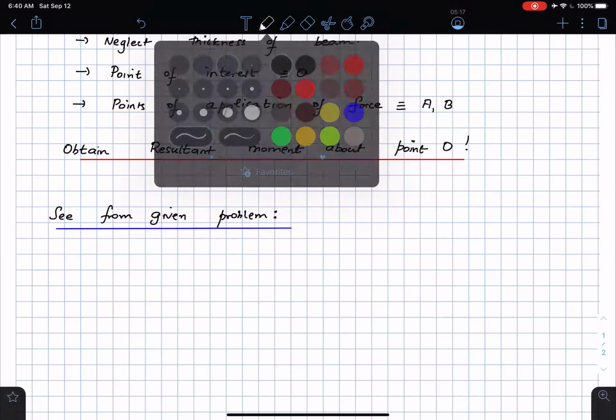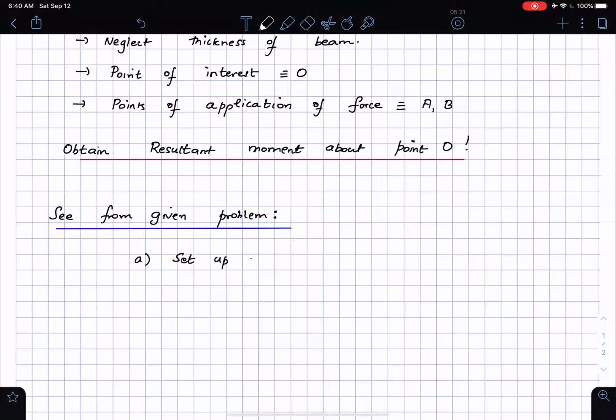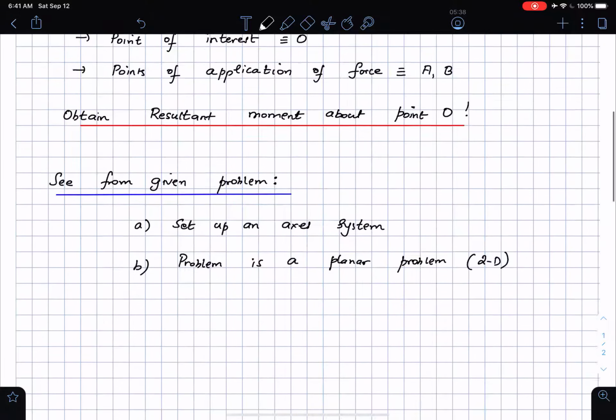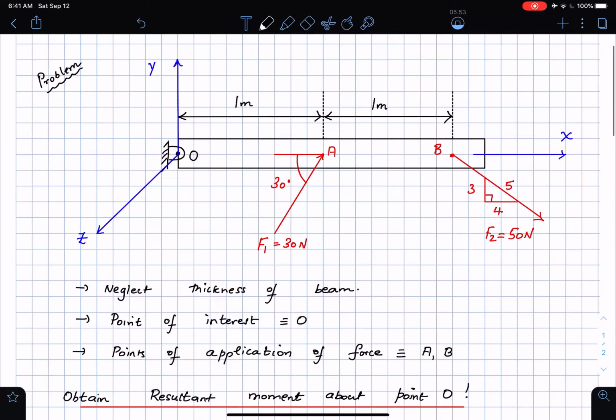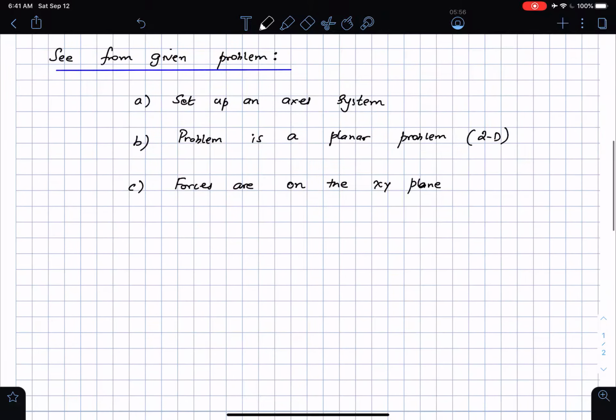Okay, first step is I set up my axis system. Then we realize that the problem is a planar problem, or 2D. Okay, and then realize that the forces are on the XY plane. As you can see, if I scoot up, the forces are on the XY plane, which is quite obvious to us. The distances are also on the XY plane. The distances are also marked on the XY plane.